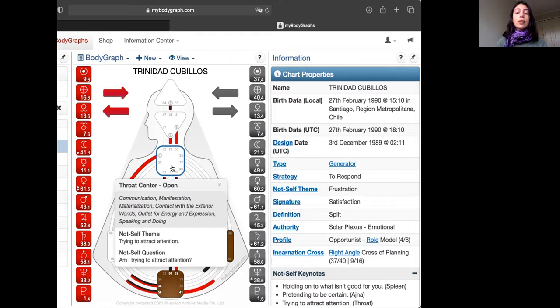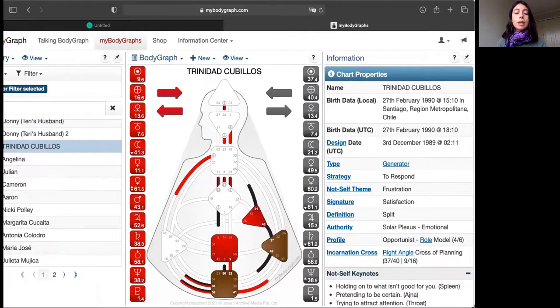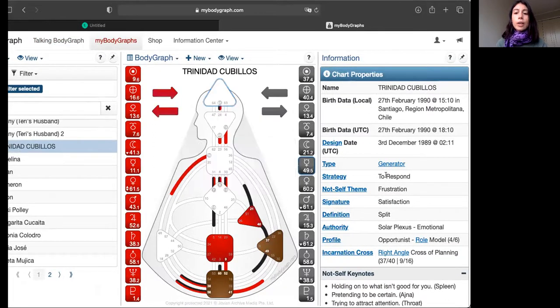And then the other good thing about this website is that it gives you all the chart properties to the right. So one thing you want to make sure with this website is that you're clicking on my body graph over here. You're not going to talking body graph, because that's going to ask you to purchase a bunch of stuff and you don't need that. So go to my body graphs and you get this. And so here on the right, this list of attributes is where you want to look, because it's going to give you the big things.